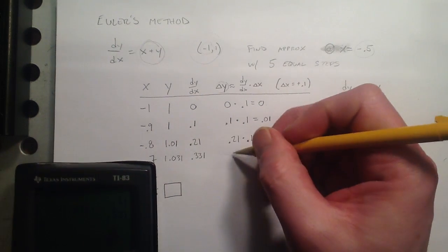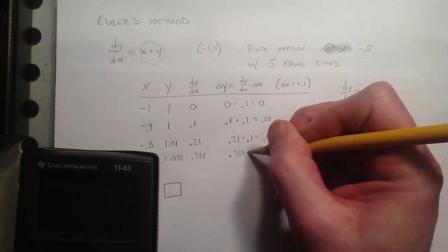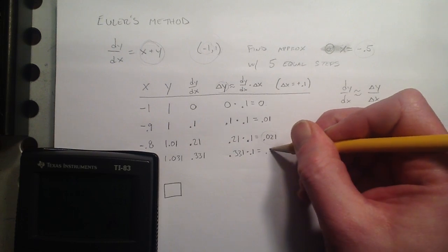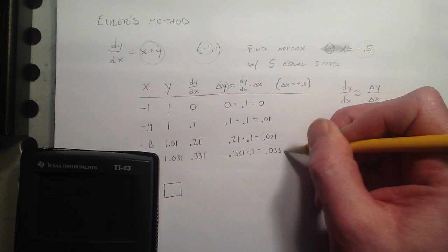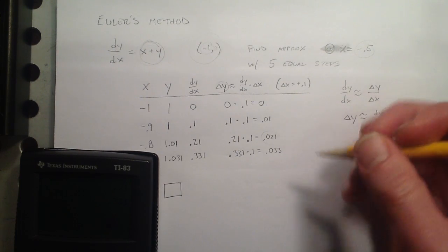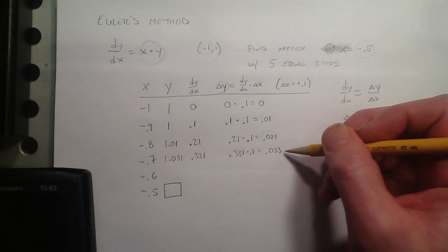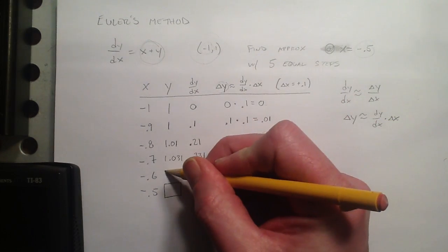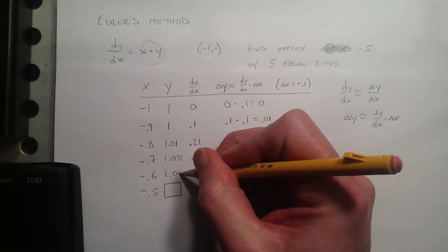And for my new delta y, I multiply dy dx times 0.1, which is 0.033. It would be 0.0331, but I'm going to stop at 3 decimal places here. And that's my change in y value, so I'm going to add that to my y value. So 1.064.